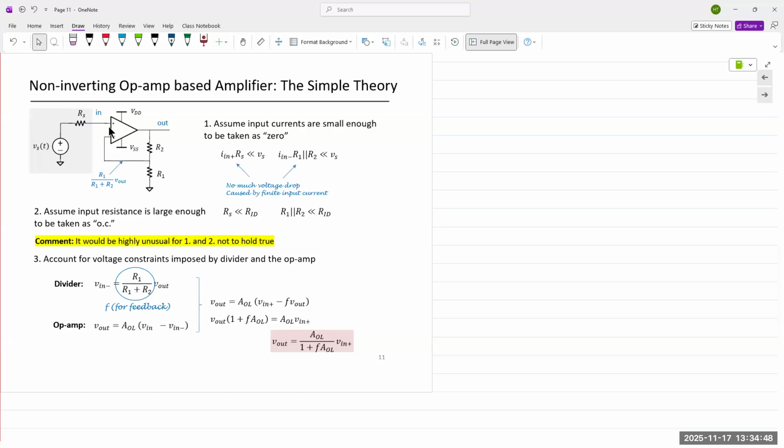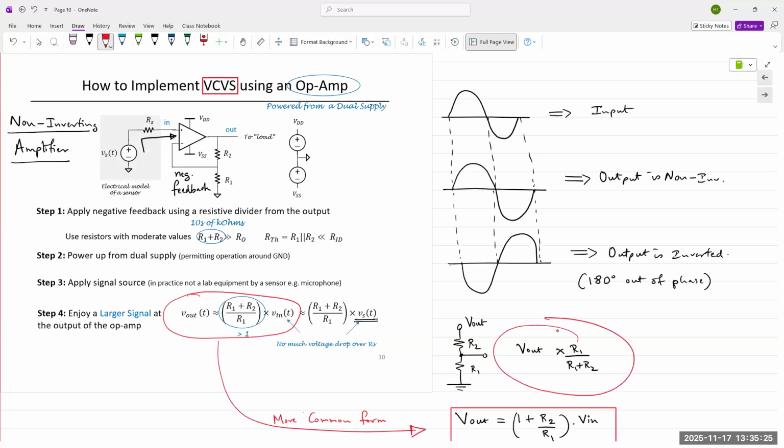The reason we say that the input current is zero is because the op amp input resistance is very large. Between the differential input terminals, the resistance that is modeled is very large. That is another property of an op amp. So if we use these two properties and apply them to the voltage divider network, we obtain an expression for V in minus. V in minus is the amount that is being fed from the output that we just saw on the previous slide. Right? V out times R1 over R1 plus R2.